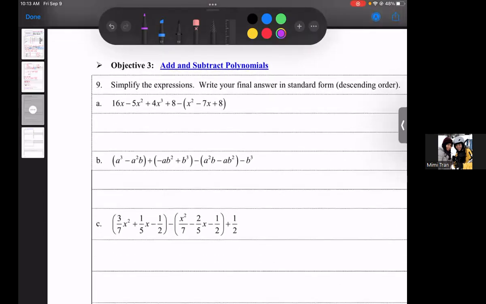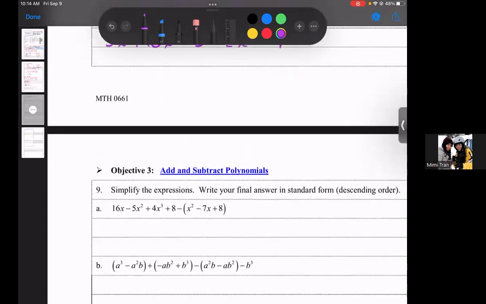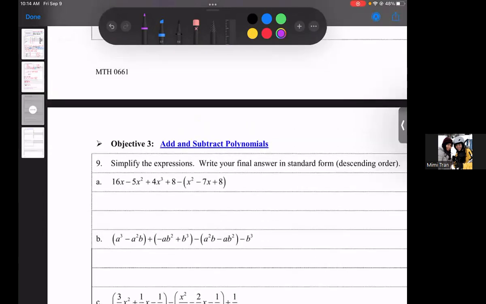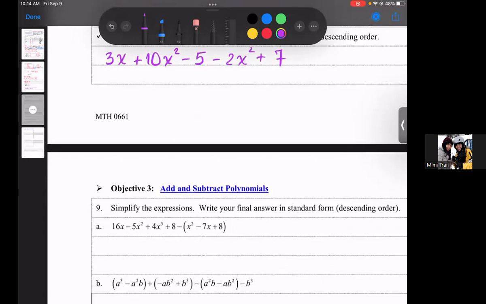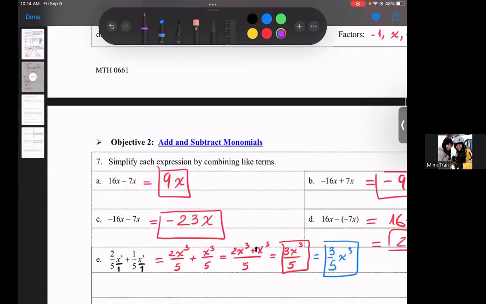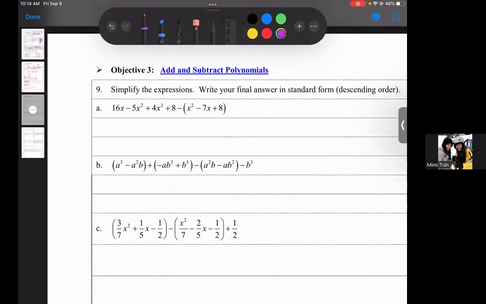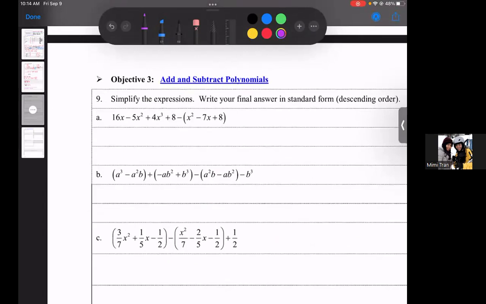Good chance that we're not going to make it to you try 3. So objective 3. Objective 2, we added subtracting monomials. Objective 3 will be adding and subtracting polynomials. Somewhat kind of the same. So simplify the expression, write your final answer in descending order.